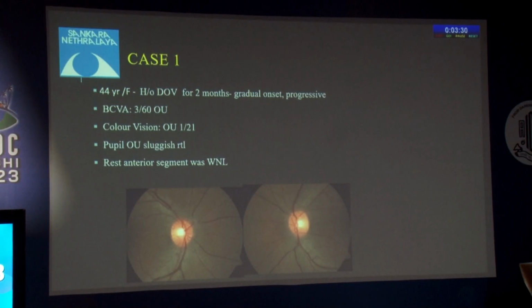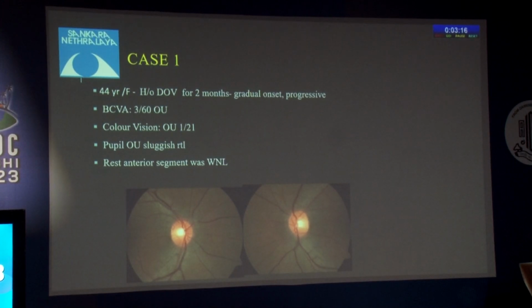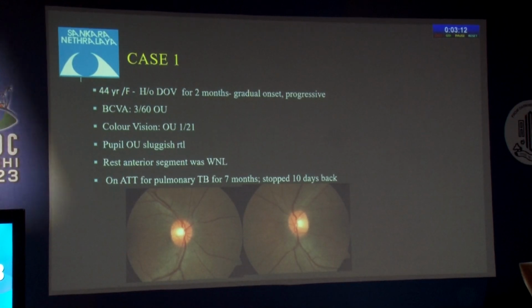The first case is a 44-year-old female who came with complaints of progressive drop in vision in both eyes over 2 months. She had 3/60 vision with a dropped color vision, bilateral sluggish pupil, and the anterior segment and fundus were almost near normal. And there she gives this history. So she was on ATT and had stopped it recently, about 10 days back.